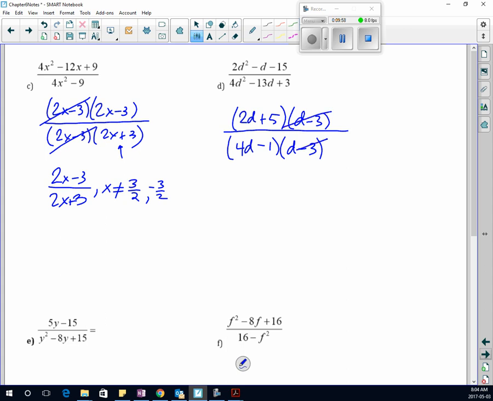So the d minus 3 cancels. So you get 2d plus 5 over 4d minus 1, where d cannot equal, remember it's both factors. You got to look at that, right? So that is, move the 1 over, divide by 4, I get 1/4, and then positive 3.